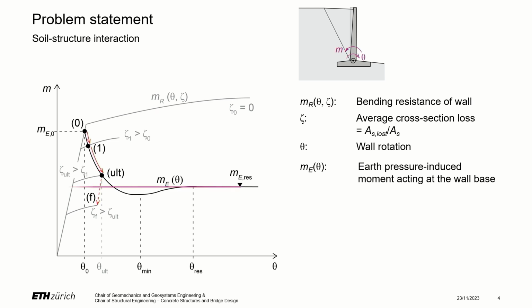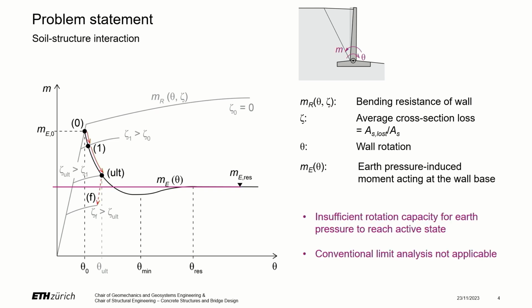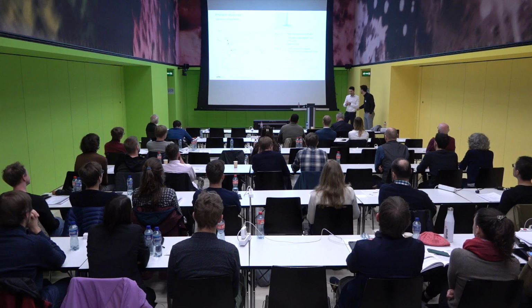Please note that at this point, the ultimate limit state, the earth pressure is still above the active earth pressure, and therefore the wall rotation capacity is insufficient for the earth pressure to reach the active state. Thus, conventional limit analysis is not applicable here without checking the deformation capacity of our retaining wall. And here I will hand it over to you.